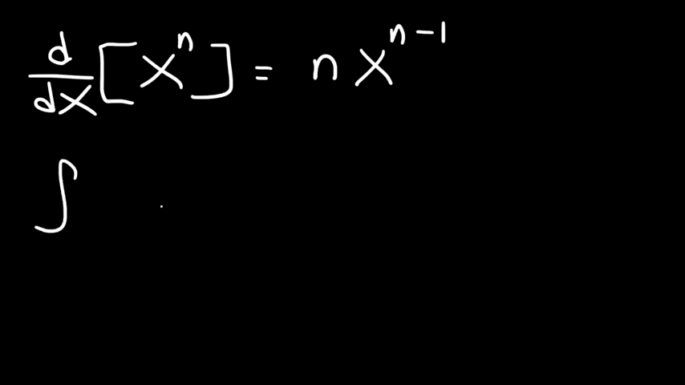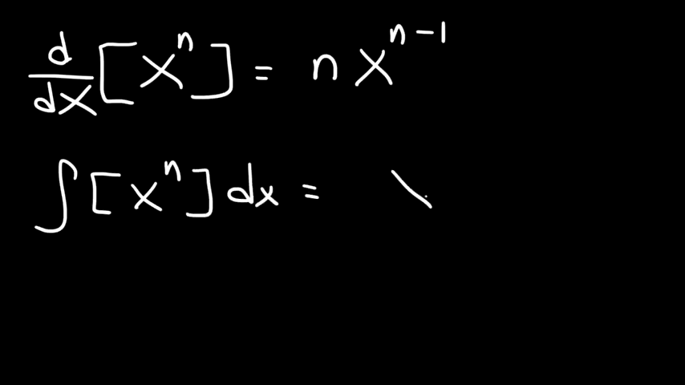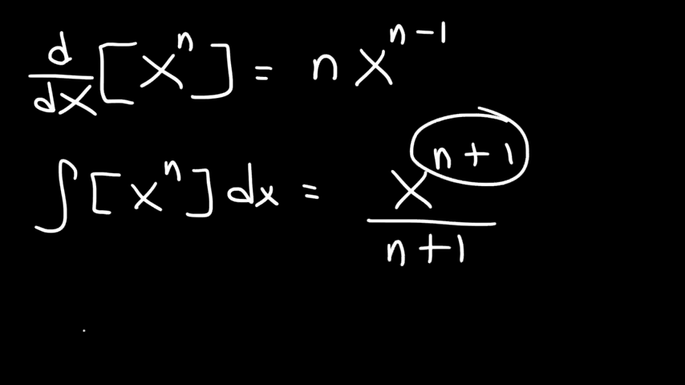Now, the power rule, when dealing with antiderivatives or integration, is like this. Instead of subtracting the exponent by 1, you need to add 1 to the exponent. And instead of multiplying, you're going to divide the result of what you see here. And plus, you need to add the constant of integration. And so that's basically the power rule for integration. Let's work on some examples.